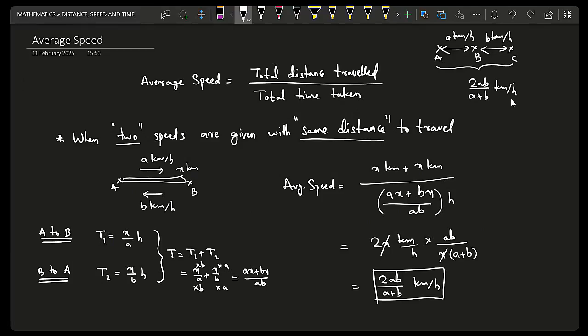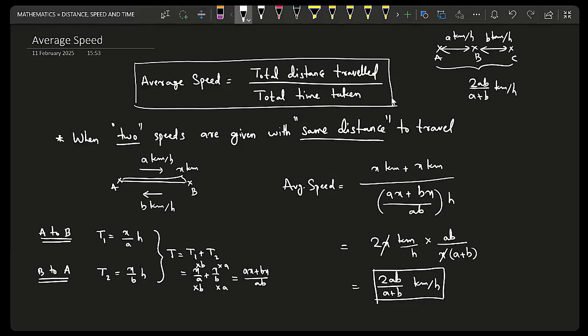If that condition is not given, then you cannot use this shortcut. You must depend on the original concept. What is the original concept here? Average speed is equal to total distance traveled by total time taken. That means for average speed, we have two formulas now. First one, total distance by total time. And the second one, under two conditions, what is that? There should be two speeds and they have to travel the same distance. Then only you can use, what is that? 2ab by a plus b.